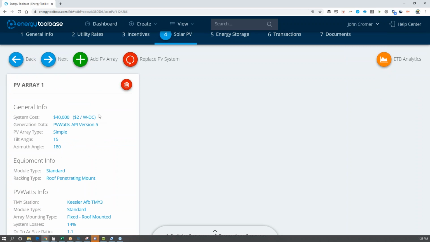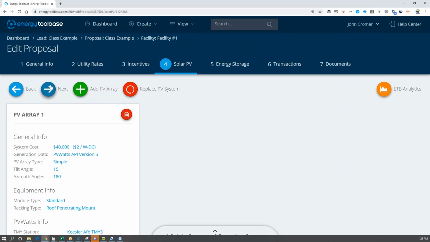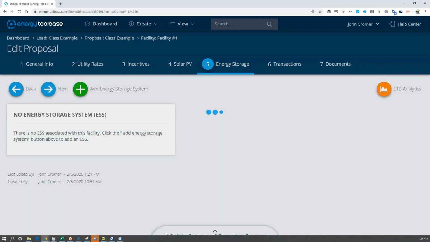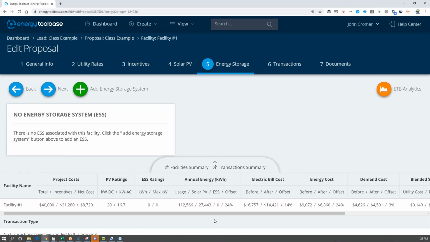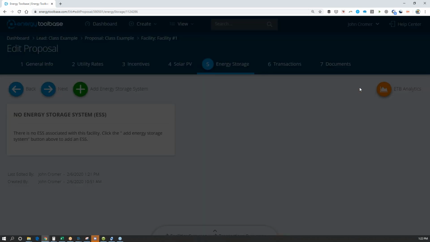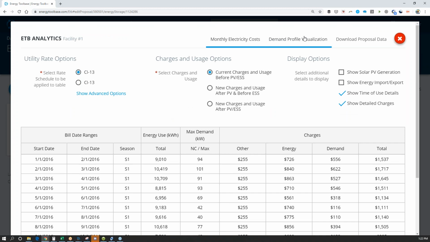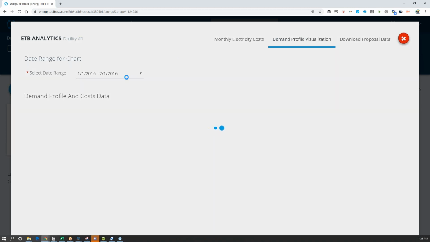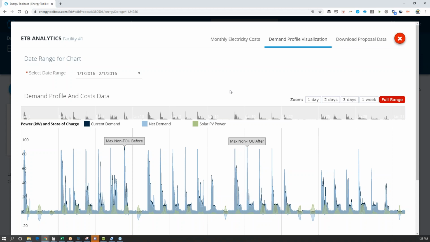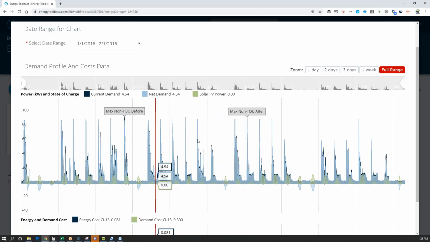And so for the next part, we go into our energy storage system, and it says there's no energy storage left. Already we are able to visualize our demand load profile. And so this is what you can do in a spreadsheet, but it's much easier to do with a little bit of programming expertise helping out.